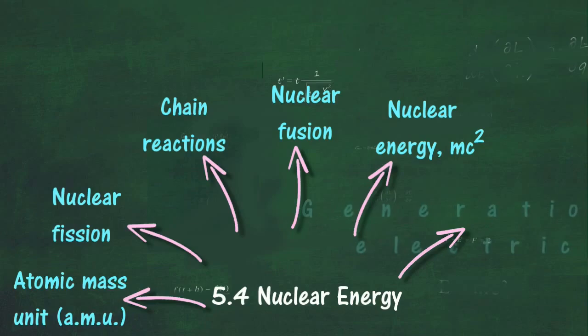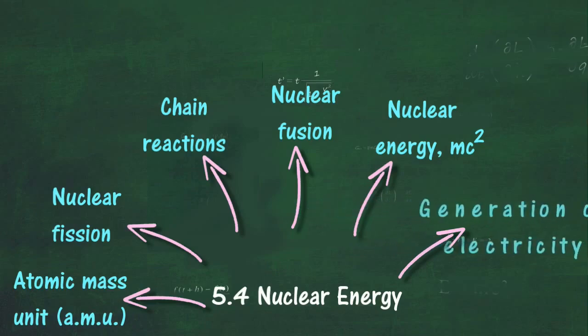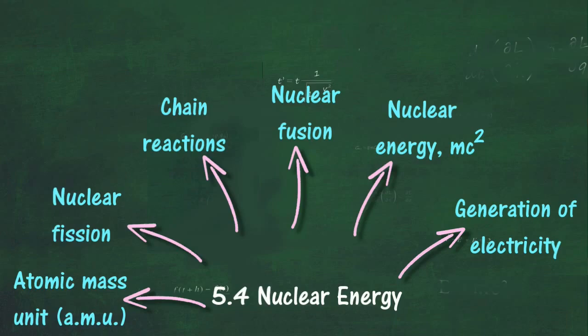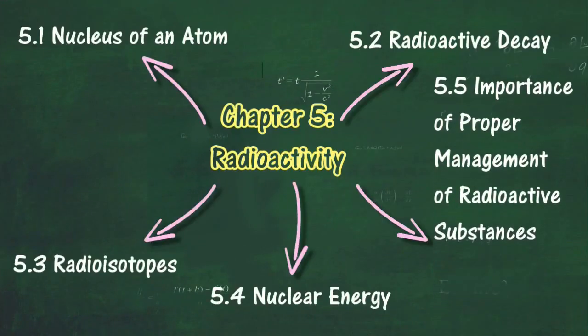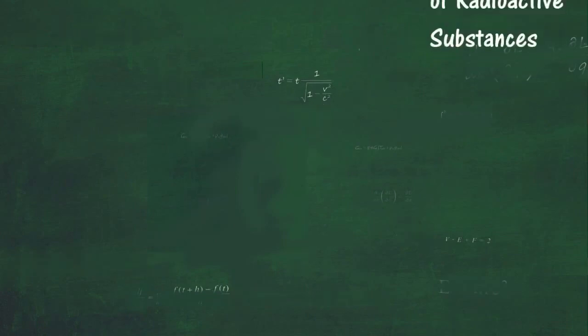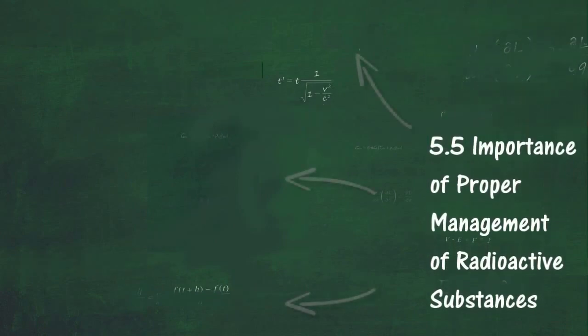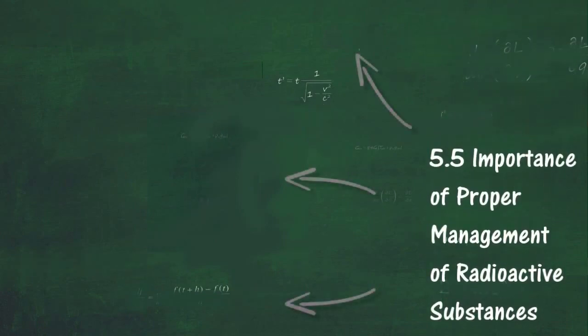Describe the generation of electricity from nuclear fission, justify the use of nuclear fission in the generation of electricity, solve problems involving nuclear energy. At the end of this chapter, section 5.5, we will learn about the importance of proper management of radioactive substances.